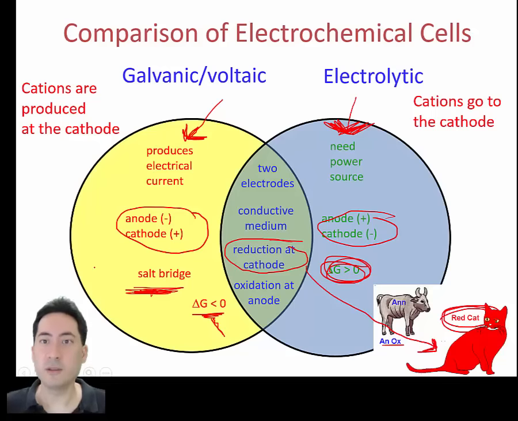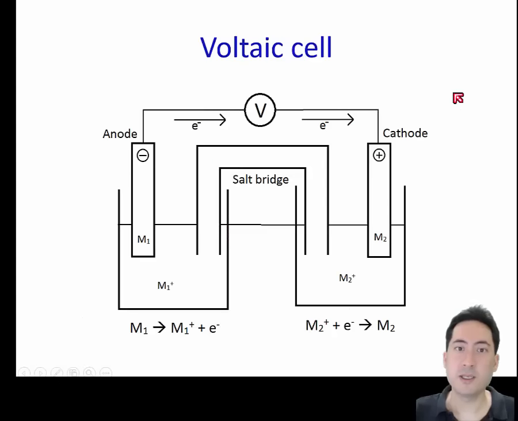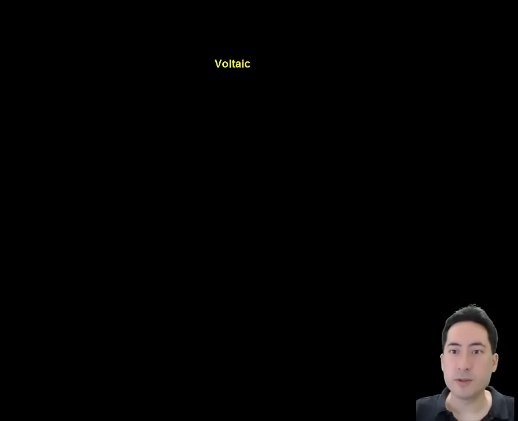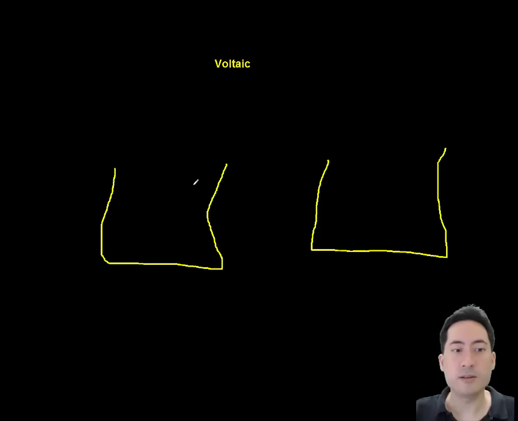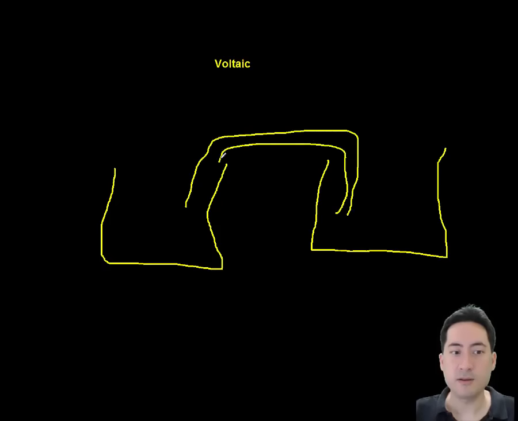Okay, so let's have a look at the voltaic cell, the galvanic cell. This is what you're trying to get, and if you're asked to draw it, you need to make it look like this. How do we get to that? So first of all, we draw two beakers and we draw the salt bridge. That will keep the solutions clean, and so they will run for a bit longer.